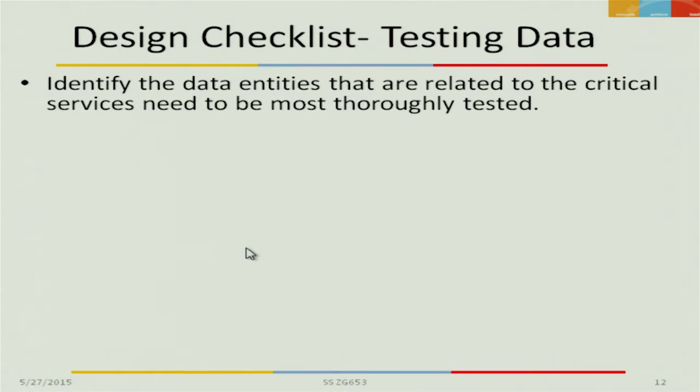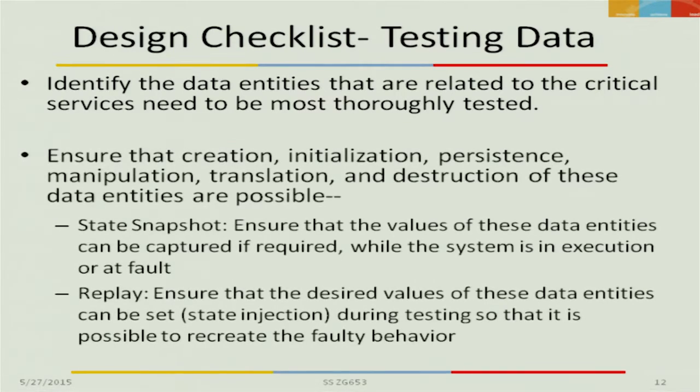So let's identify the data entities that are related to the critical services. So we first identify the services and do the needful. Then after that, for those critical services, let's identify the data entities that these services are using. So obviously those data entities need to be thoroughly tested. Now ensure that these data entities can be created or initialized, persisted, manipulated, and translated as follows.